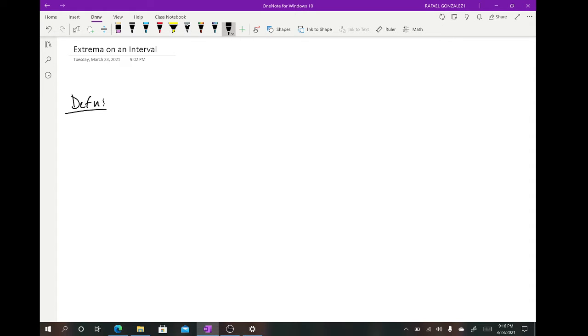So first of all, let f be defined on an interval, could be open or closed, containing C, interval I containing C. And the following things are the vocabulary words that we'll be using from now on.